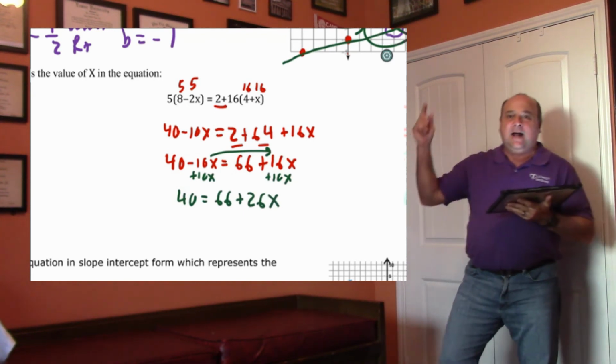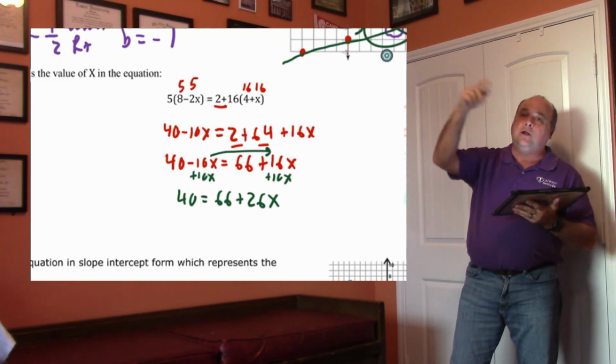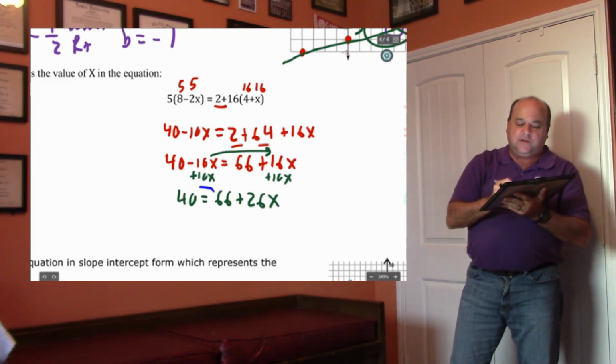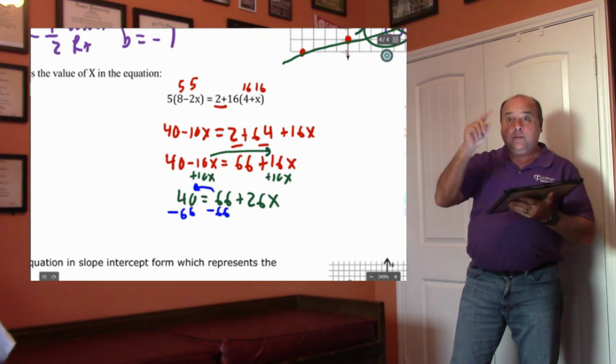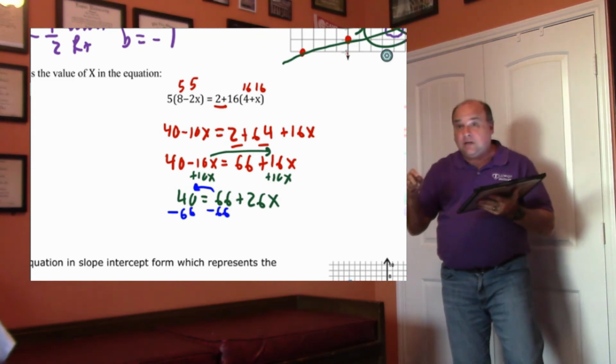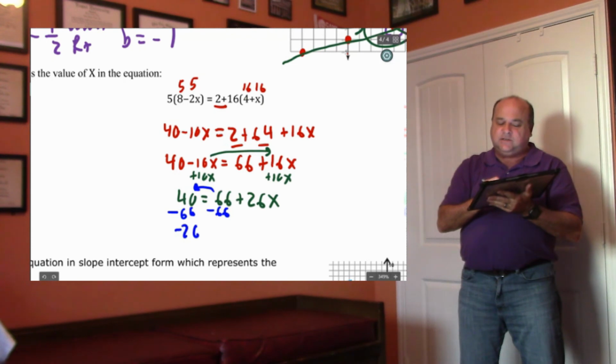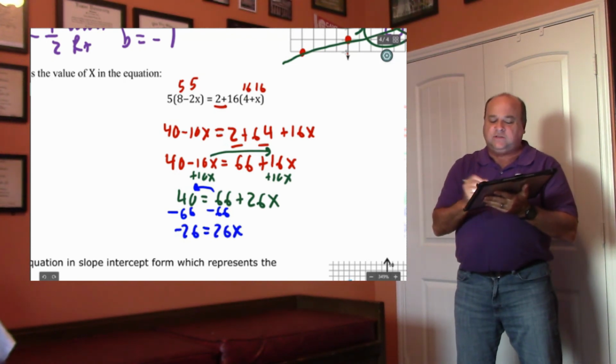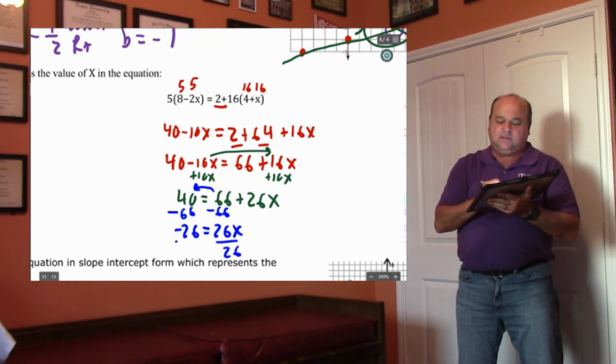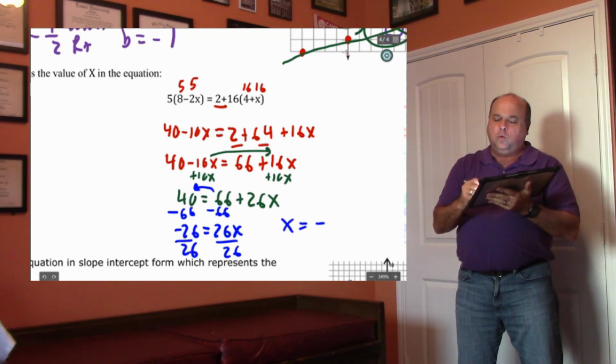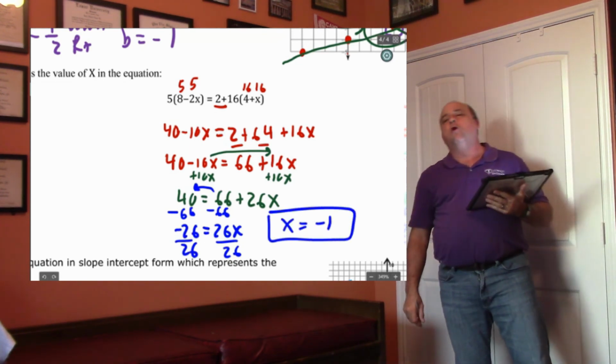Now then, since the x is on the right, I'm going to move my number to the left. So this 66 is going to move to the 40. So 40 minus 66 is not 106. 40 minus 66 is negative 26 equals 26x. Divide by 26, the coefficient, and you will get negative 1.